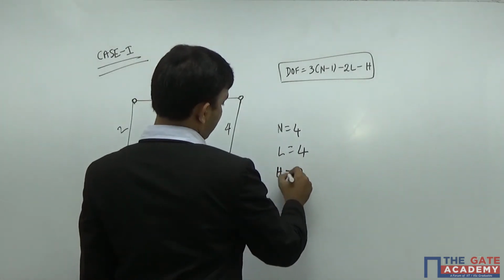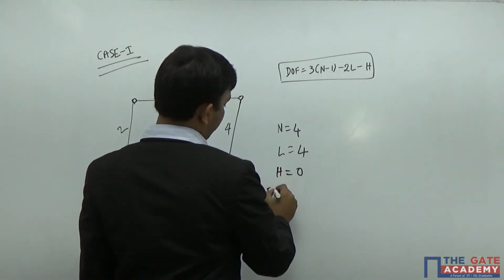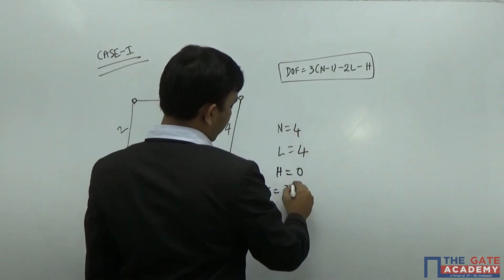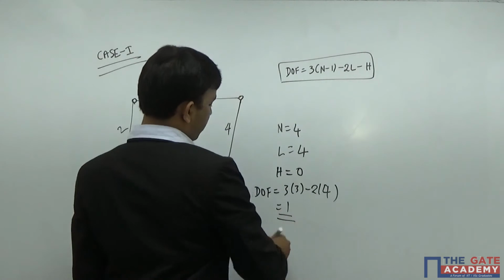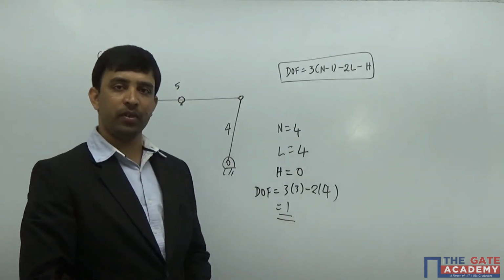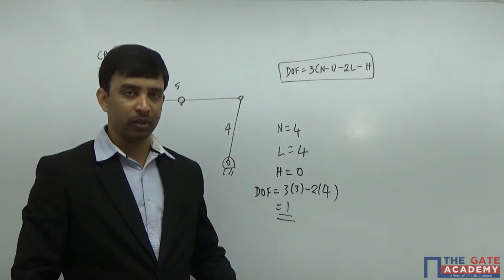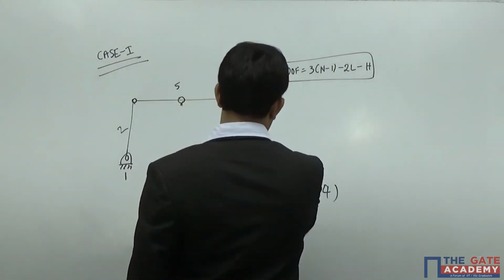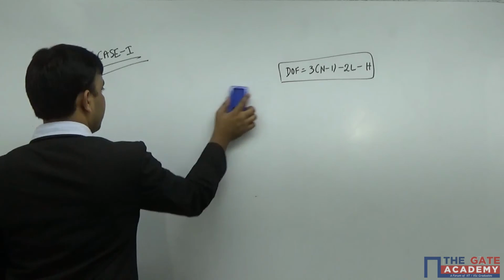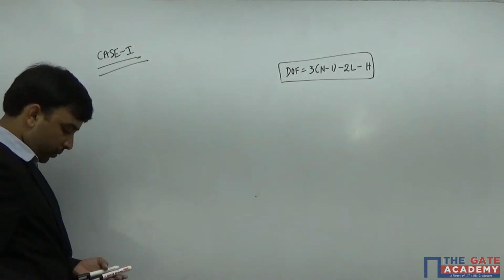and if you look at higher pairs, there are no higher pairs. If you calculate degrees of freedom for this system, it's 3 into (n minus 1) minus 2 times lower pairs. I can say the degrees of freedom for this system is 1. Yes, degrees of freedom is 1. This is one case where Kutzbach's criterion fails. There's one more case where Kutzbach's criterion fails. I'm discussing that as case 2.